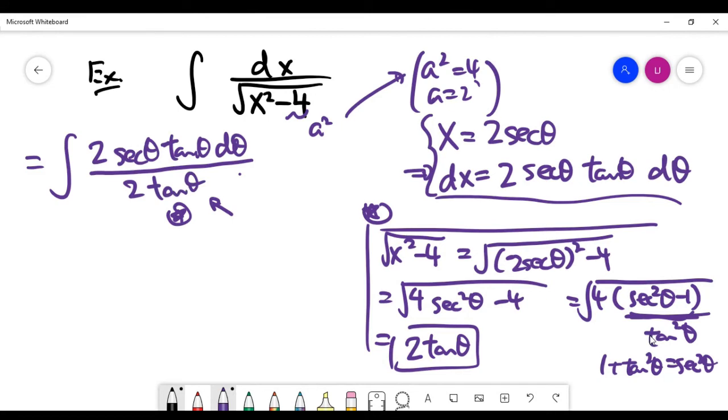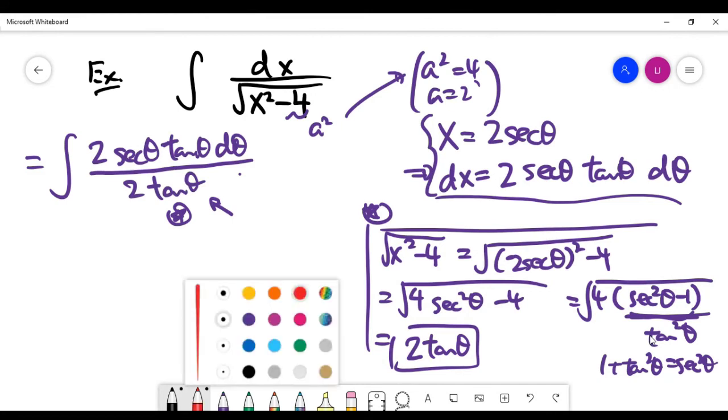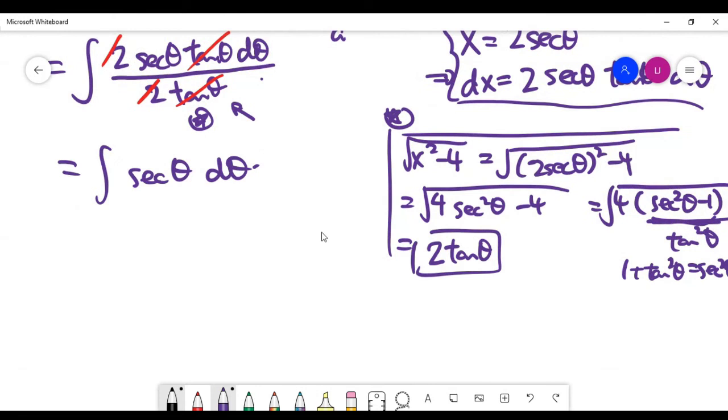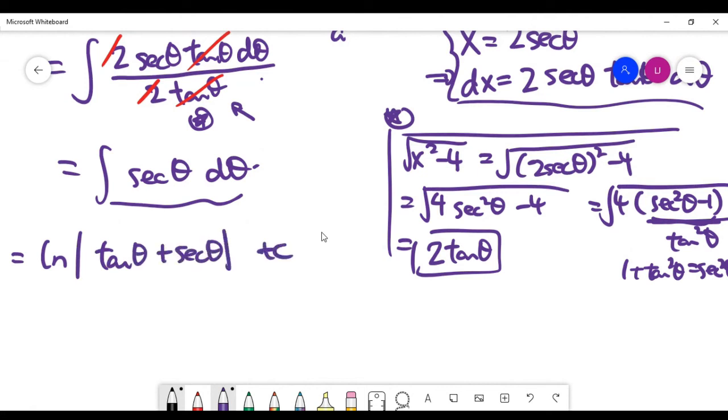Please cancel the terms at top and bottom when they are common, so 2 can be cancelled, and of course, tangent theta can be cancelled. So you're left with the integral of secant theta. Unfortunately, this integral of secant theta is not very easy, and the expression for that is ln of tangent theta plus secant theta plus a constant c.